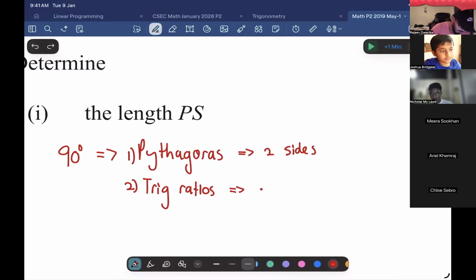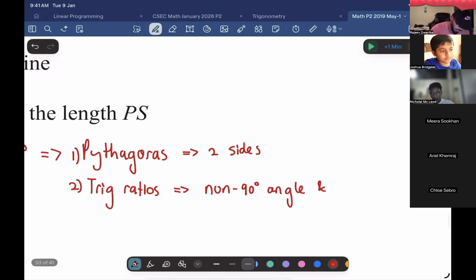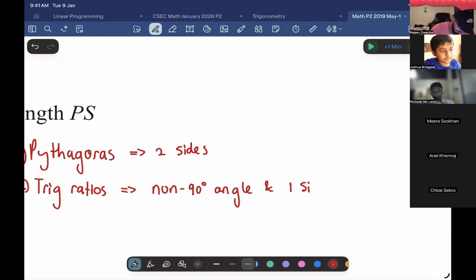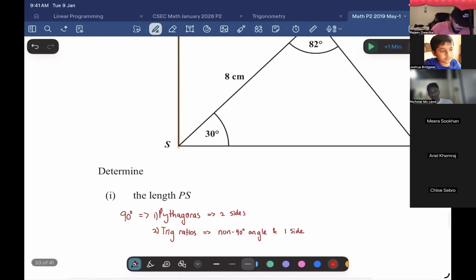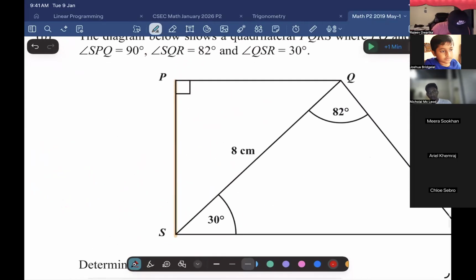You need a non-90-degree angle and one side. Okay, so let's examine what we have here, right?